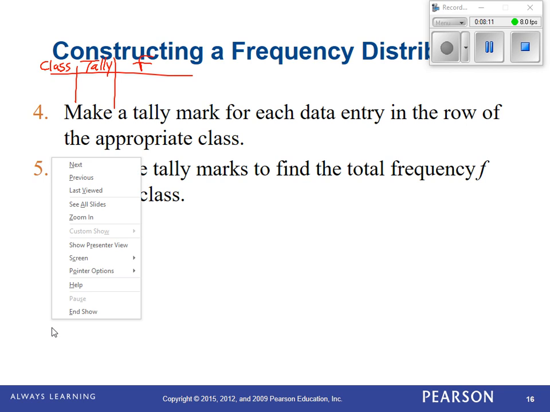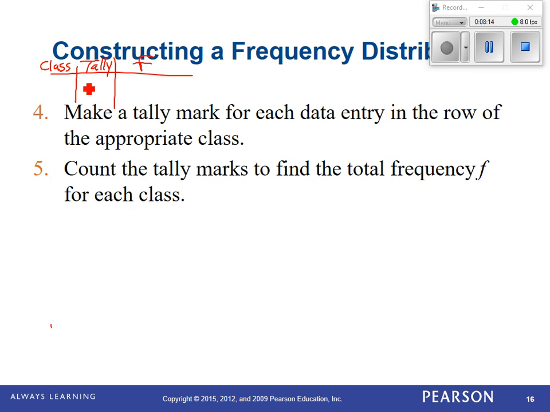That's the hardest part. Riley will have a whole lot of trouble with counting your tally marks, right, Riley? Yeah. You have trouble counting. You might have to take off your shoes every now and then.